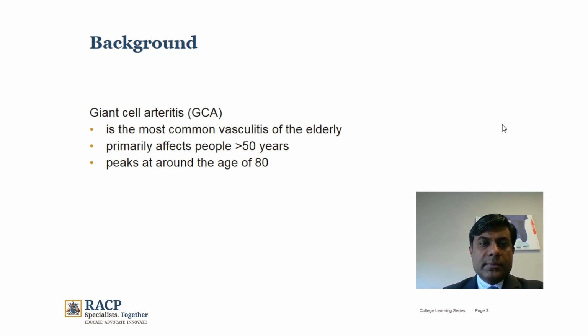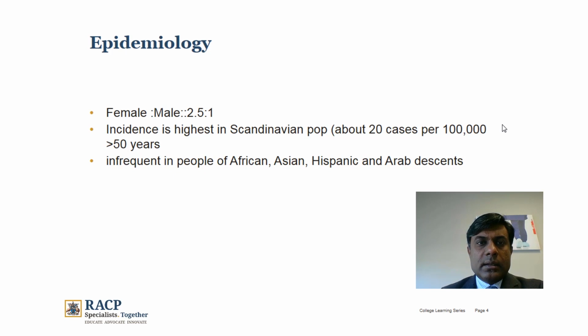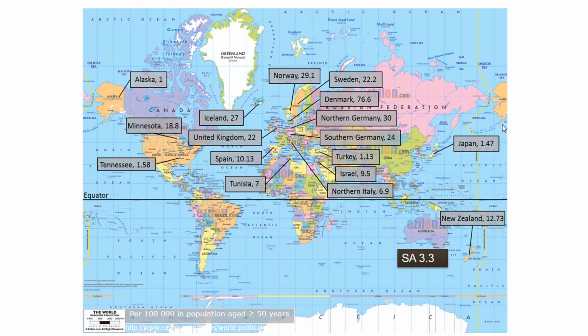It primarily affects people over the age of 50 and peaks in incidence by the age of 80. Women tend to be more commonly affected by giant cell arteritis than men, and the incidence is highest in the Scandinavian population. Here is a map of the world with incidence of giant cell arteritis in the various countries.